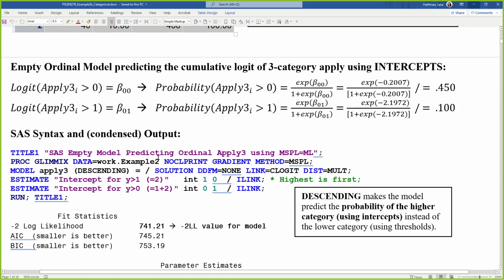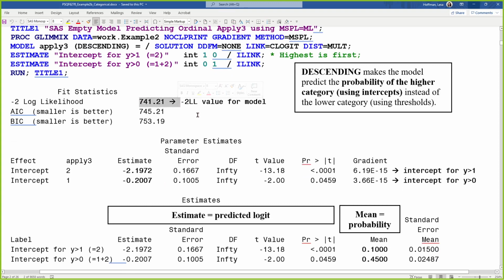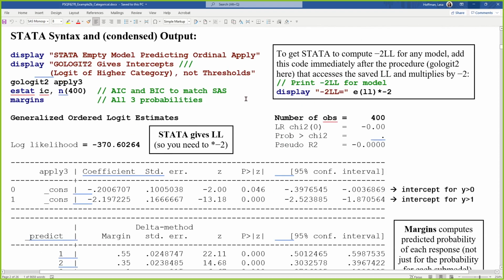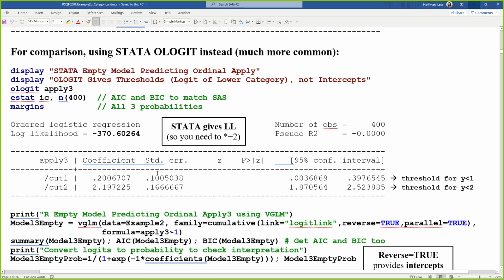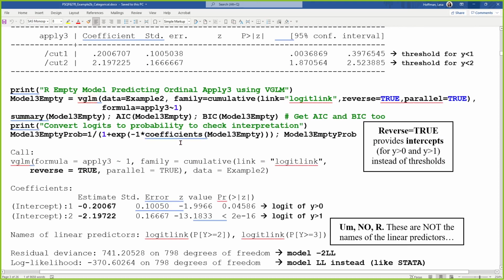It should return either intercepts or thresholds, depending on your software. In this case, the 2 parameters that we get back are the intercept of a response greater than 1, meaning a 2 instead of a 0 or a 1, and the intercept of a response greater than 0, meaning a 1 or a 2. So we have our minus 2 log likelihood value as our baseline for comparison, and our 2 intercepts. SAS does the I-link probabilities, and so will Stata via margins. OLogit gives thresholds, which is why I'm not using that one. Instead I'm going to use GoLogit 2, and the VGAM package I'm using for this because it has an option to take away proportional odds as well.